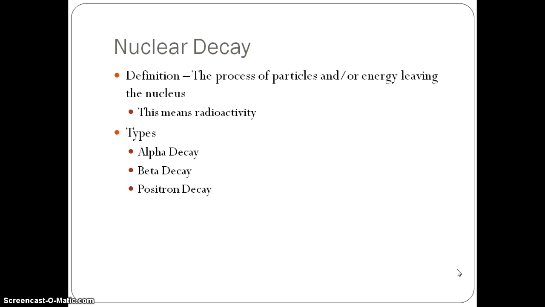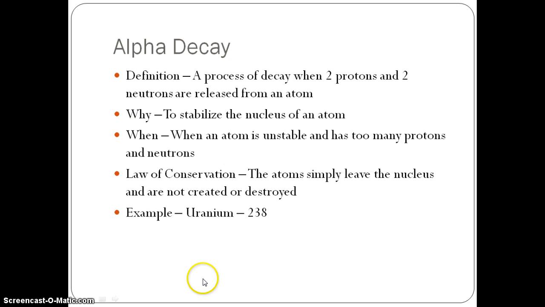Nuclear decay is defined as the process of particles and/or energy leaving the nucleus. This basically means that the nucleus is radioactive. Now, the types of nuclear decay would be alpha decay, beta decay, and positron decay. You will also need to learn about half-life, but we will get into this a little bit later. The first type of decay is alpha decay.